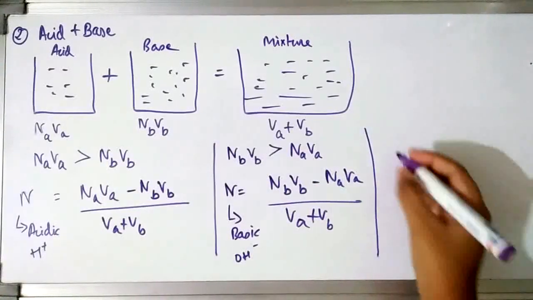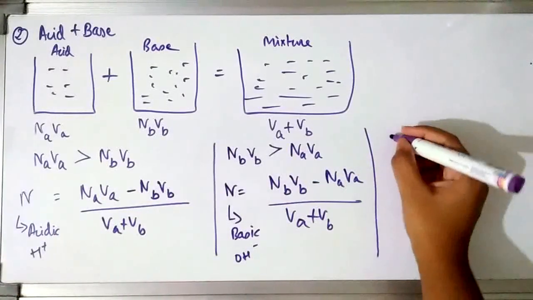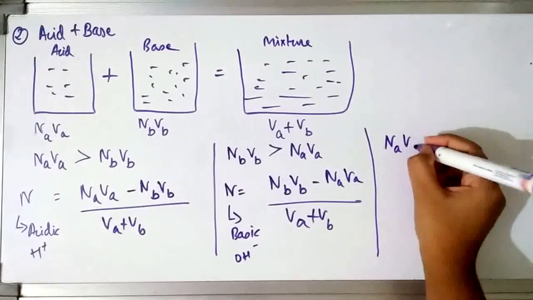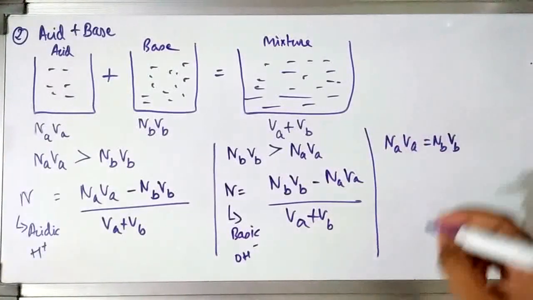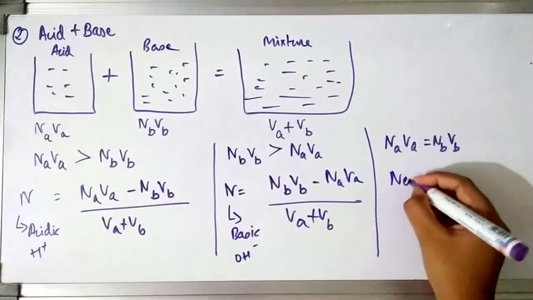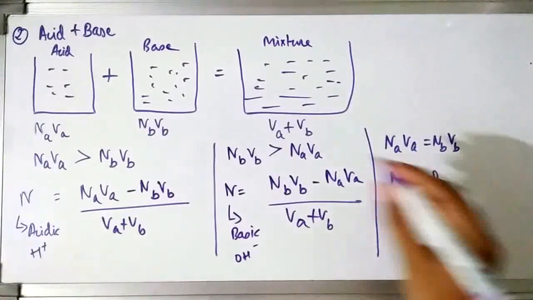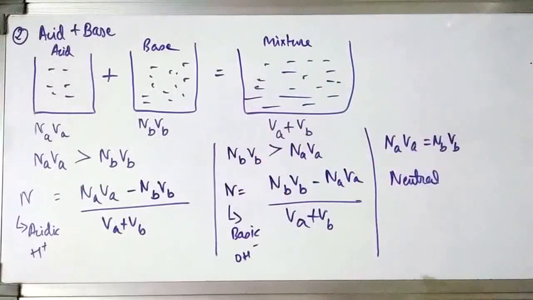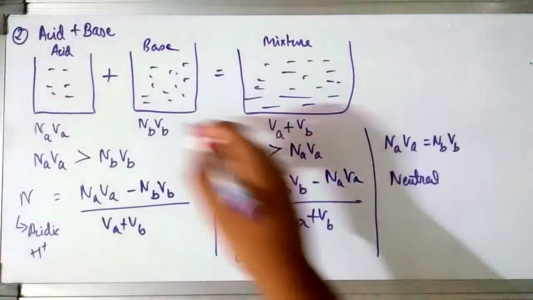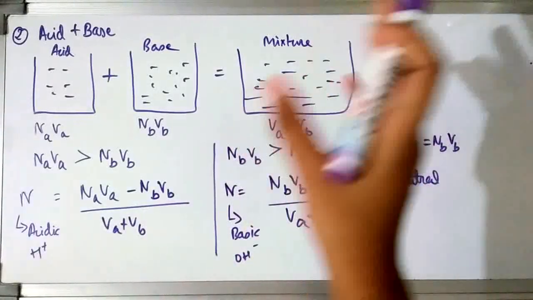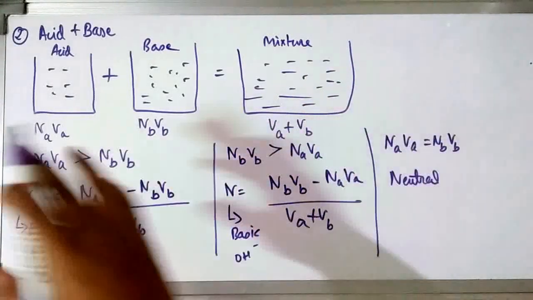Now what if the gram equivalents of both of them are the same? NaVa will be equal to NbVb. In such a case, your mixture is going to be neutral. When the gram equivalents of your acid are equal to the gram equivalents of your base, your mixture is going to be neutral because both of them are equal.